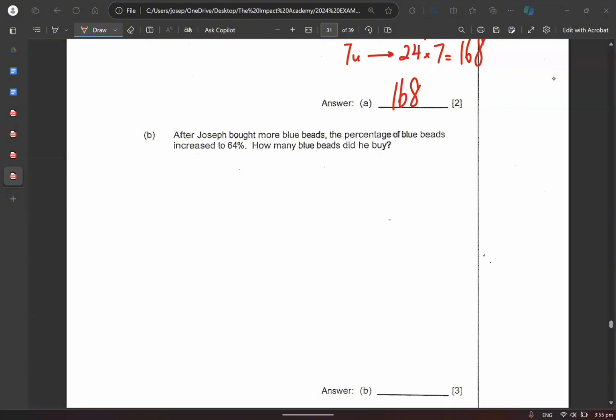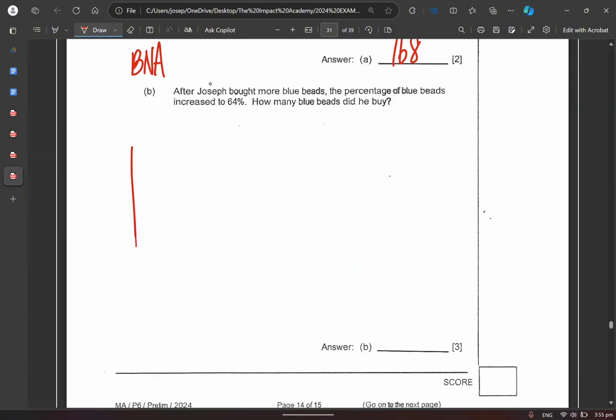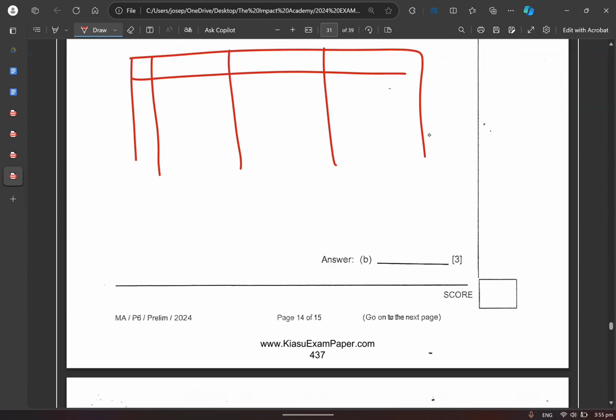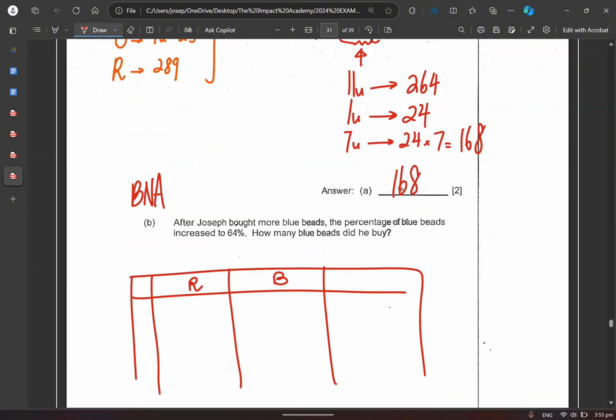So in the second part, I know that this is a B and A already, right? In the first part, it is basically part-whole relationship. So second part, you want to draw a table already. Draw a table, and then what you have is basically your red, your blue, and finally you have your orange. Am I making sense or not making sense?